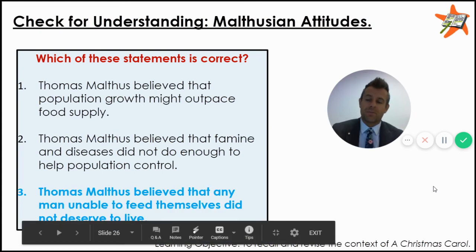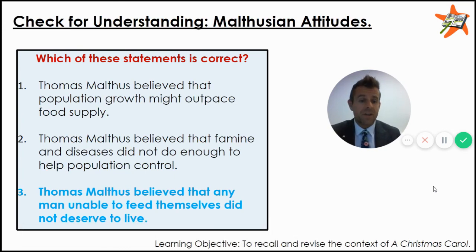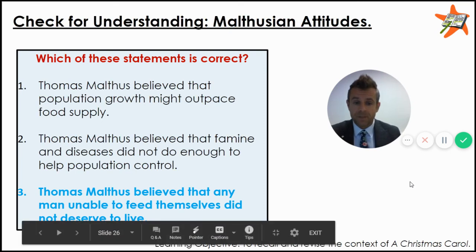And of course, it is number 3. All right, so he believed that any man unable to feed themselves did not deserve to live. And Scrooge is a representation of those Malthusian attitudes in the beginning of the novel. Really important to remember that's at the beginning, because he goes through that metamorphosis and transformation throughout.